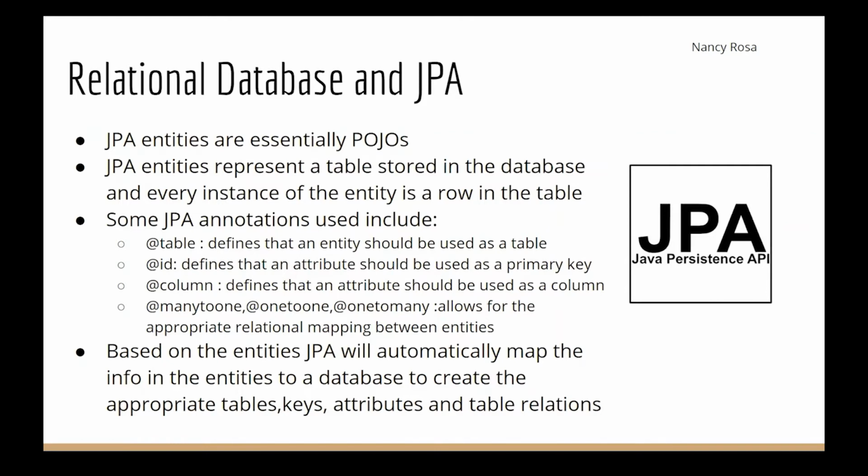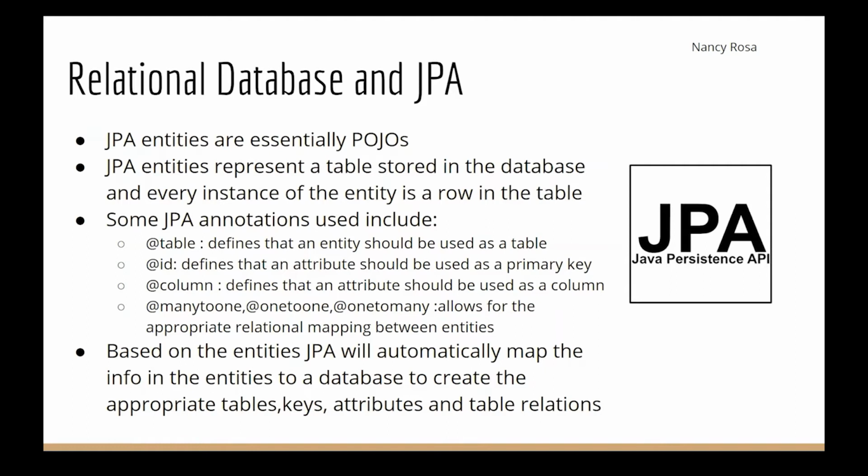Some annotations used include @Table, which defines that the entity should be used as a table in the database. @Id, which defines that an attribute should be used as the primary key. @Column, which defines that an attribute should be used as a column in a table. JPA also includes relational annotations, which help define relationships between tables in a database.